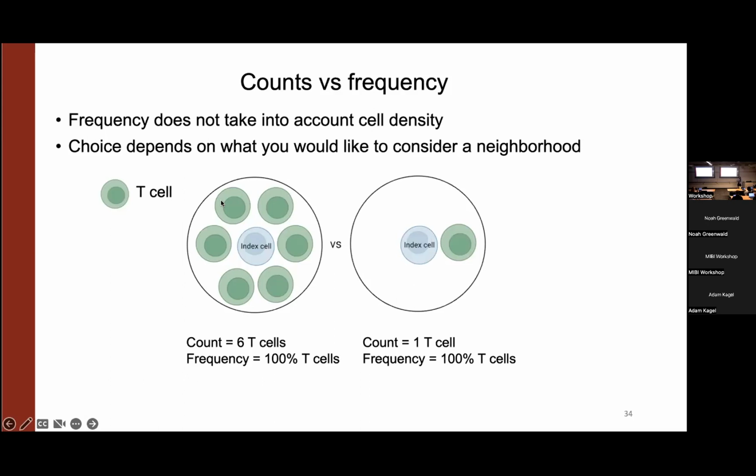So the question is whether you think these are two different neighborhoods or not. Do you want to pick out very dense areas of your tissue and have them be separate from very sparse areas, even if the composition is similar, or do you want those to just be considered as the same neighborhood? So it's really up to the question that you're asking.